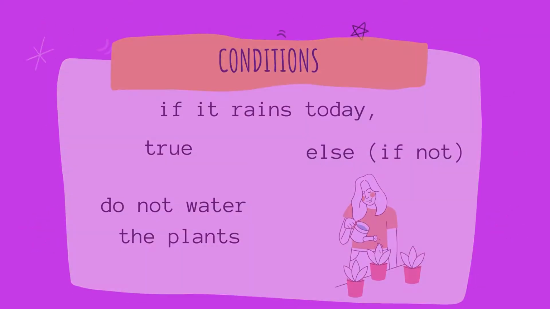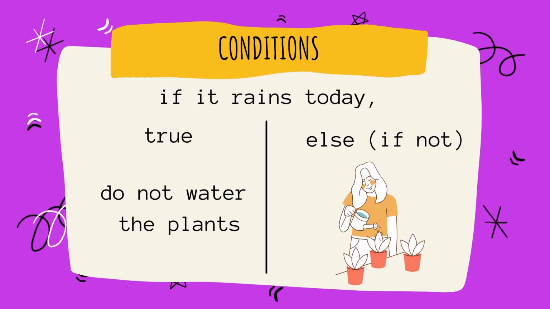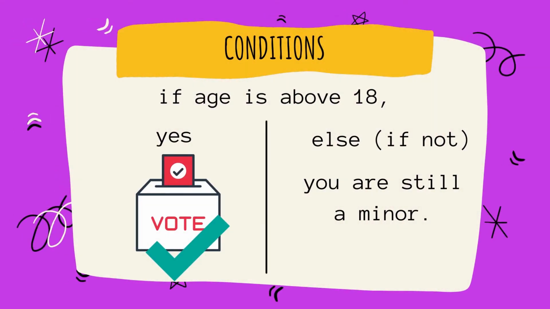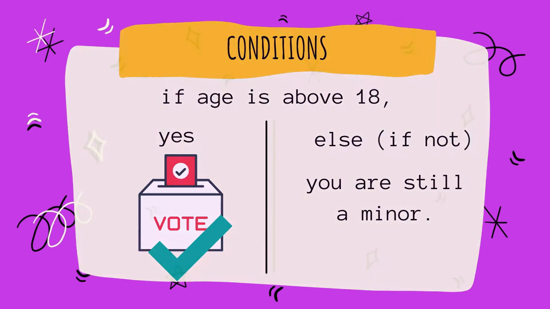Or there can also be a condition like, if it rains today, do not water the plants, or else water the plants. Or there can also be a condition to check whether we are eligible to vote. If the age is above 18, you can vote, or else you are still a minor.